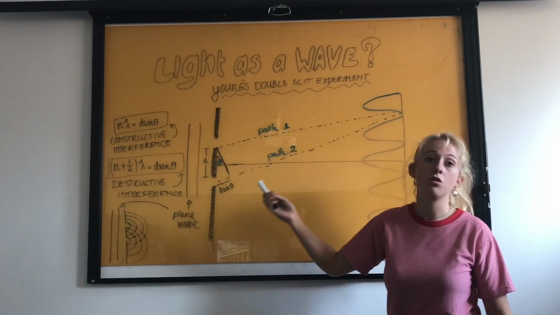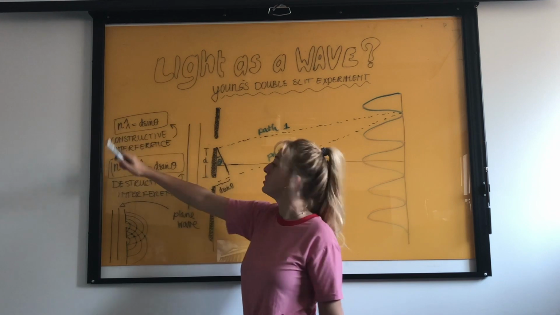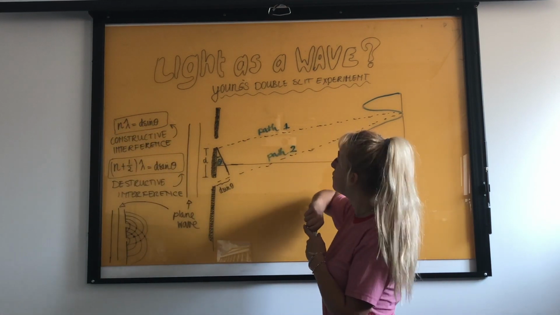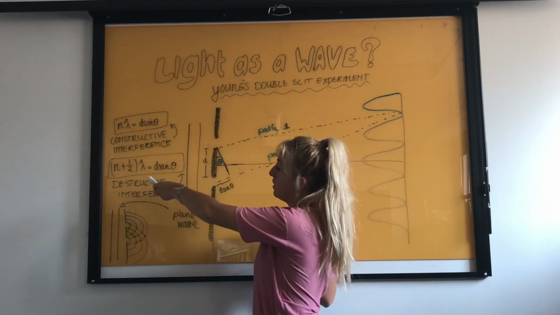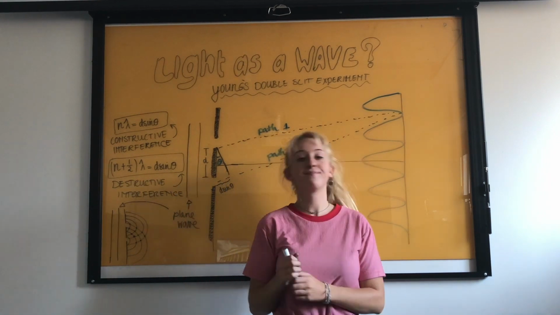So what we can see is that if the path difference between part 1 and part 2 is an integer number of wavelengths, we will have constructive interference. The n stands for an integer, lambda is the wavelength, and d sine theta is the path difference. If the path difference equals a non-integer number of wavelengths, then there will be destructive interference.